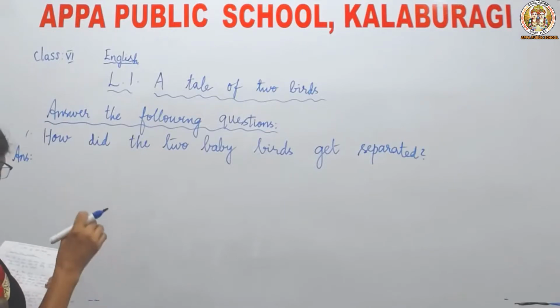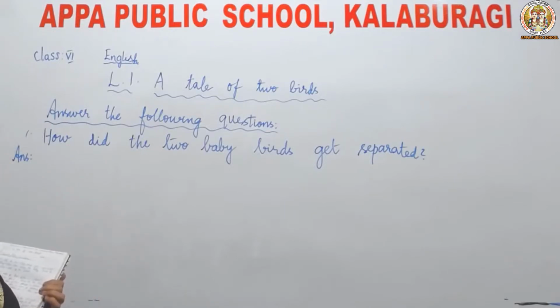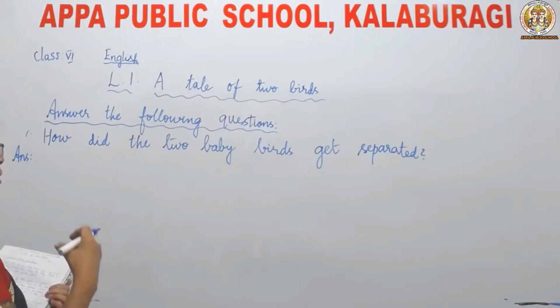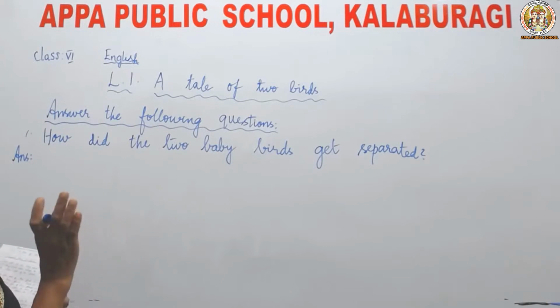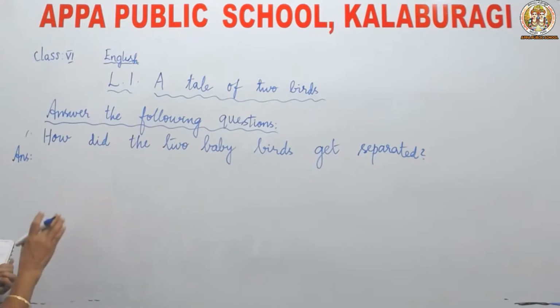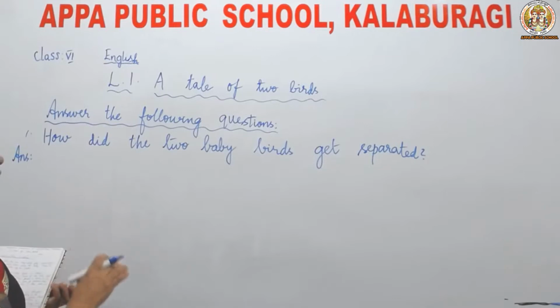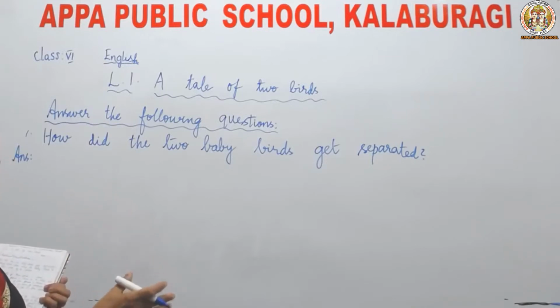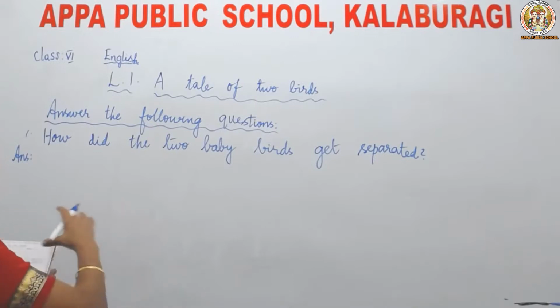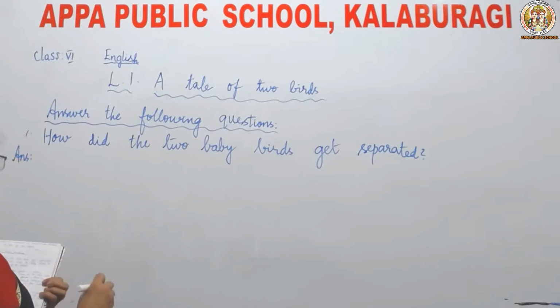How did they get separated? Can you tell me? A strong wind blew them away. And on that day, there was heavy rain and storm and lightning and other things. And the trees in the forest shook in such a way that this tree had fallen down. We didn't have to write this much big answer for that. Only a one sentence answer. That is, a strong wind blew away the baby birds to the other side of the forest.